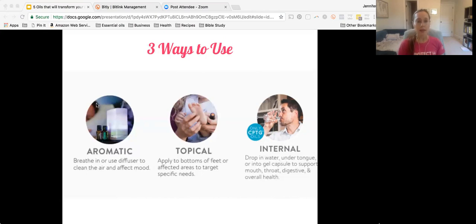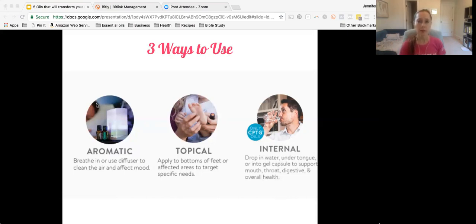Okay. Now, the second way to use oils is aromatically. So aromatically just means breathing the oil in. And that is a powerful, powerful way to use oils. I've got my diffuser going right now. I'm smelling the oils. I've got some very calming and relaxing oils going on right now. So it is really, really helpful and supportive to the emotions and mood and stress, right?